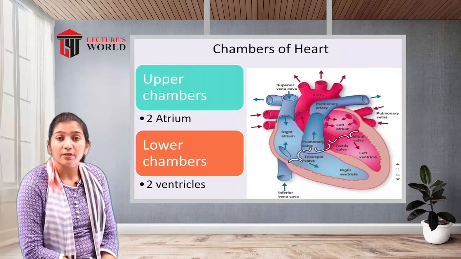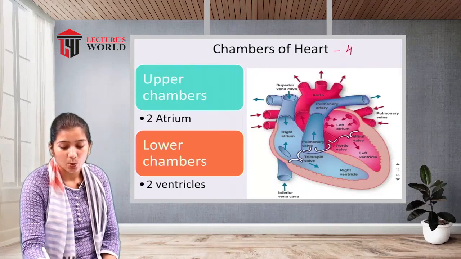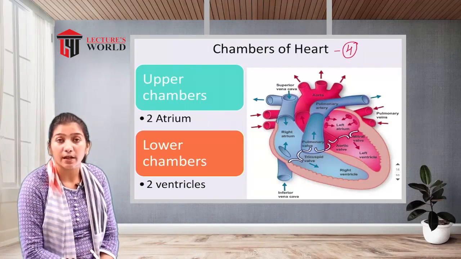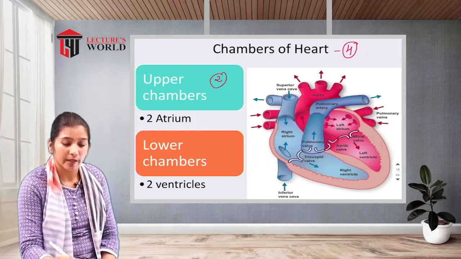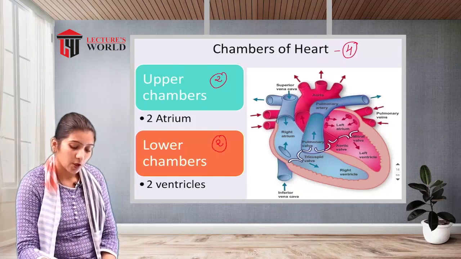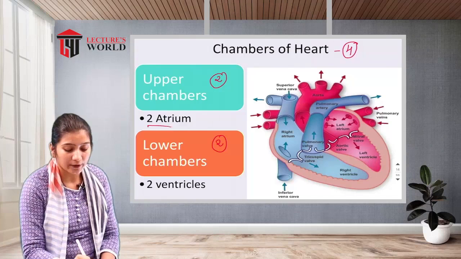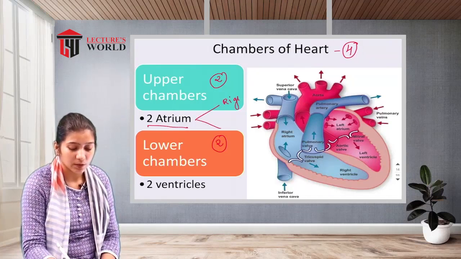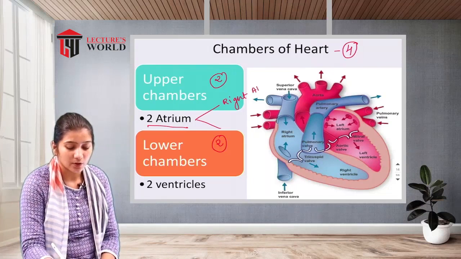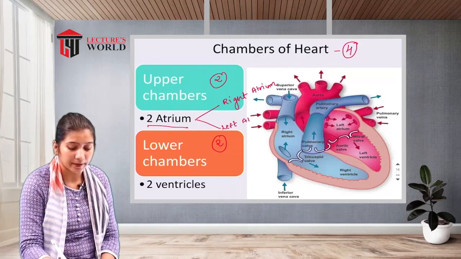The next is the chambers of the heart. So there are 4 chambers in the heart: 2 upper chambers and 2 lower chambers. Now the upper chambers are the 2 atria. The right side is known as the right atrium, and the left side of the heart is known as the left atrium.